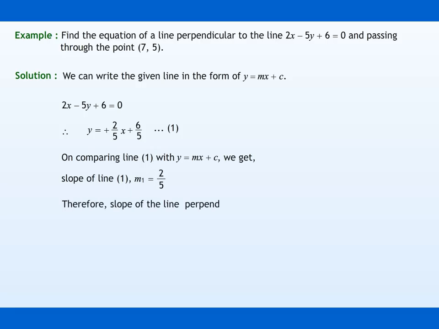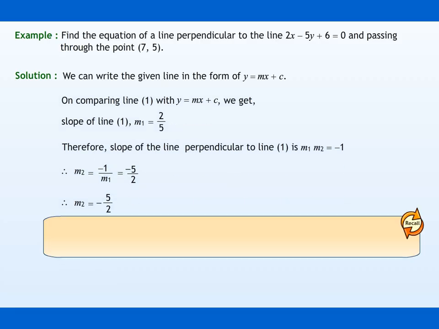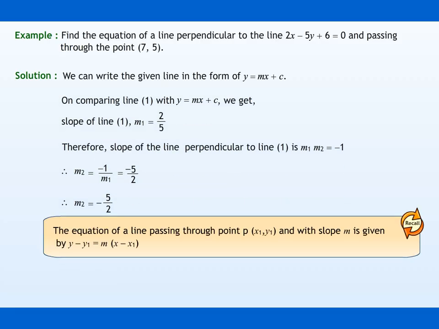Therefore, for the slope of the line perpendicular to line 1, m1 m2 is equal to minus 1. m2 is equal to minus 1 upon m1 is equal to minus 1 upon 2 by 5 is equal to minus 5 by 2. Therefore, m2 is equal to minus 5 by 2. The equation of a line passing through point P (x1, y1) and with slope m is given by y minus y1 is equal to m into (x minus x1). Here, m is equal to minus 5 by 2 and (7, 5) is equal to (x1, y1).